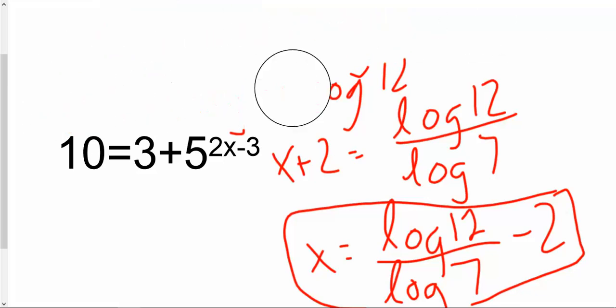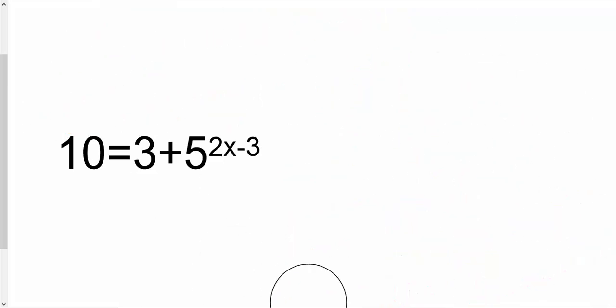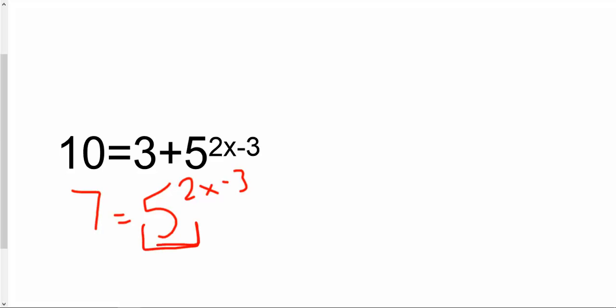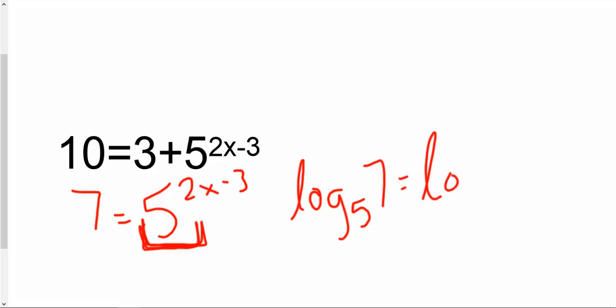Okay, let's try out number 2 here. My only difference in this problem is I want to subtract 3 from both sides first. So I get 7 equals 5 to the 2x minus 3. Now, again, because this is a 5, I'm going to do log base 5 because log base b of b is 1. So we want to try to cancel it out. So I'll take log base 5 of 7 equals log base 5 of 5 to the 2x minus 3.